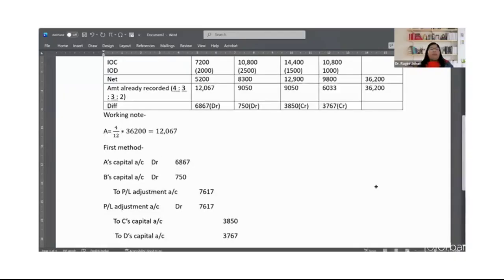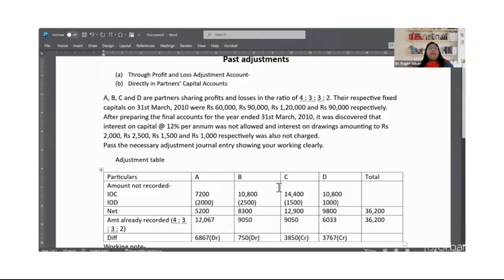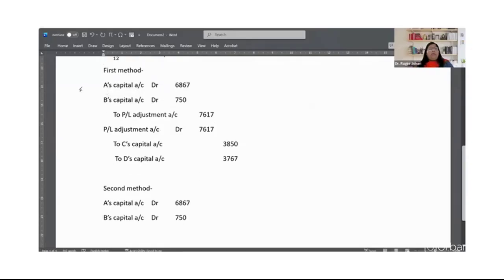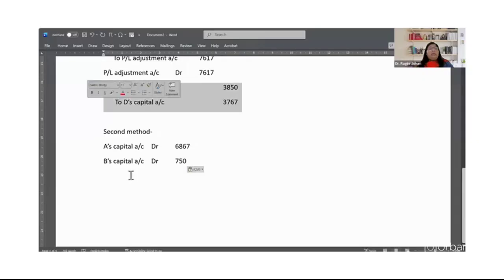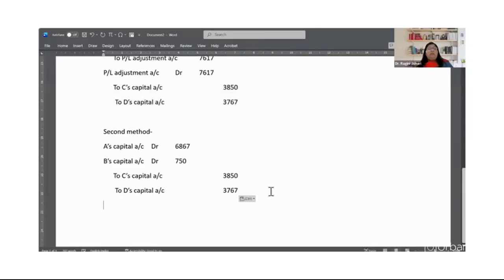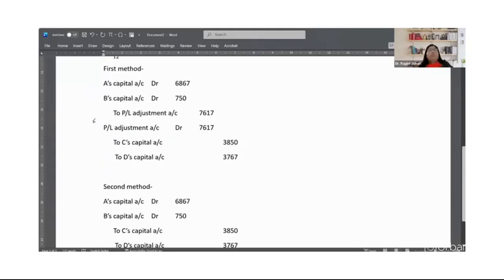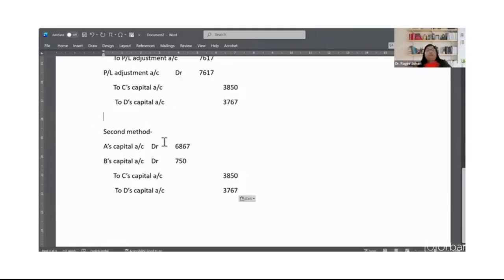Now the second method is directly in the partners' capital accounts. Using the second method, the amount is debited from this account and directly credited to this account. So using the second method, the P&L adjustment account in between is omitted.